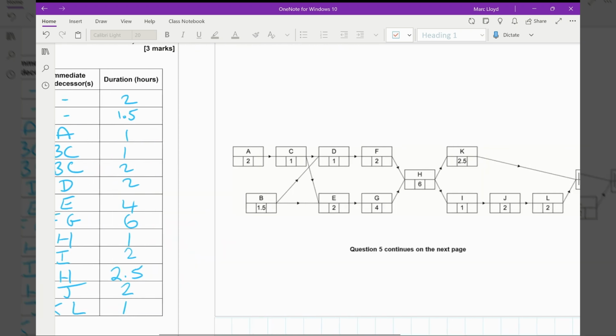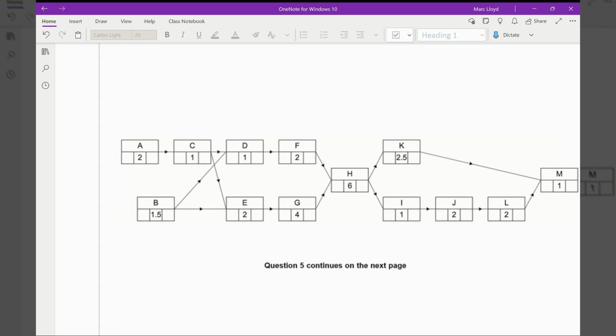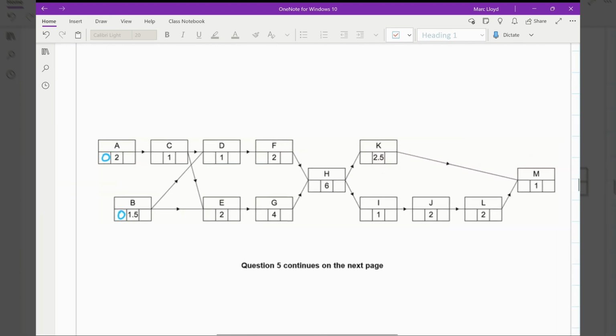So that means we've got to fill in the early times and the late times. So starting off with A, we have 0 because that will start at the beginning of the project. So will B. And then C can't start until A is completed. Now A will take a minimum of 2. I think it's 2 hours, or is it 2 days? It's hours. Therefore, C cannot start until 2 hours have passed.